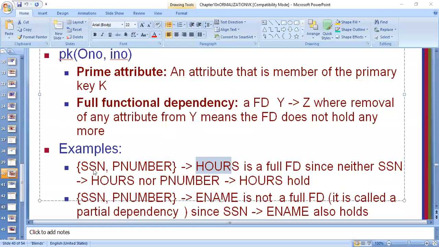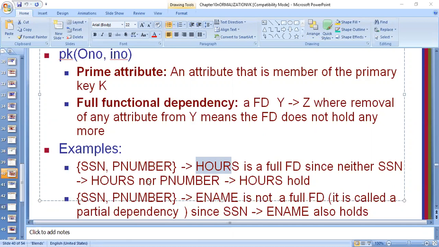Only when we take the combination of these two, that is a specific employee on a specific project, can hours be uniquely determined by this combination of values. That is why hours has full functional dependency on this combination of values.